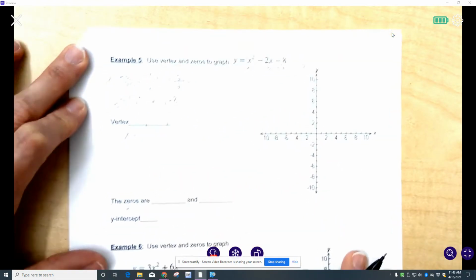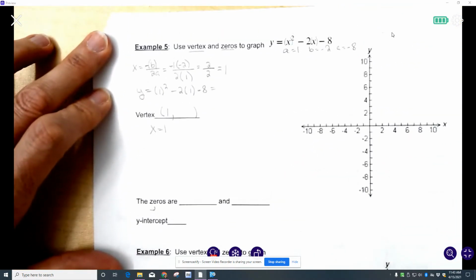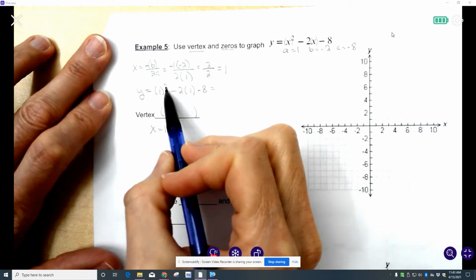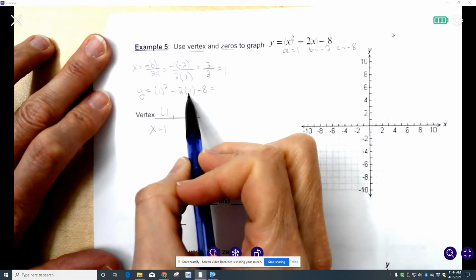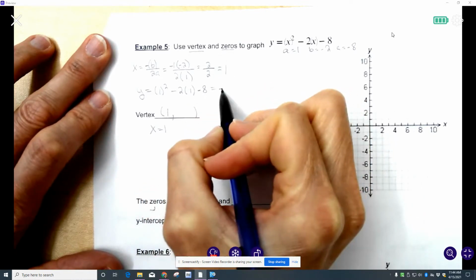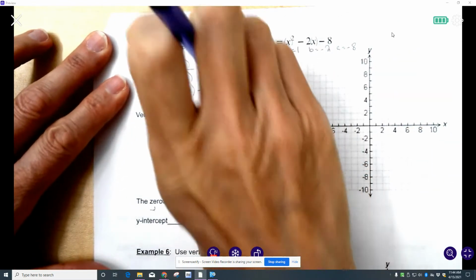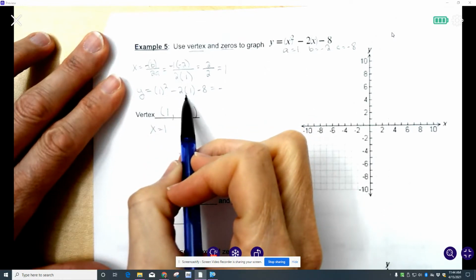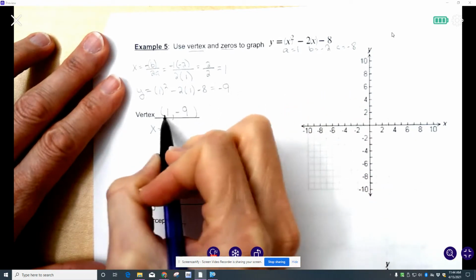This one's just 1, so I'm thinking we can just do this one. I have a glare here, I'm trying to fix that up for you. So 1 squared is just 1. 1 minus 2 is -1. Minus 8 would be -9. Oh, I think I did that wrong. Let me backtrack here. 1 minus 2 would be, oh no, that's right, -1. Okay, -9. I think I'm good. All right, so my vertex is at 1, -9.